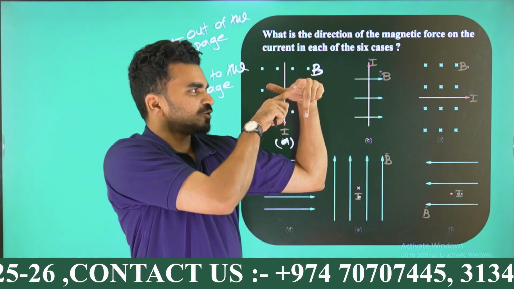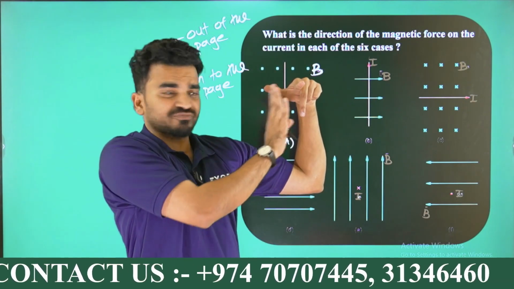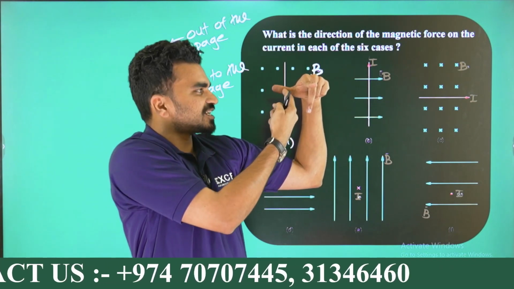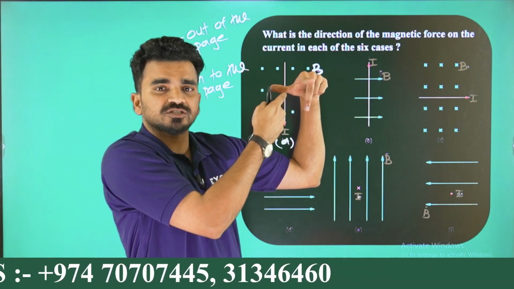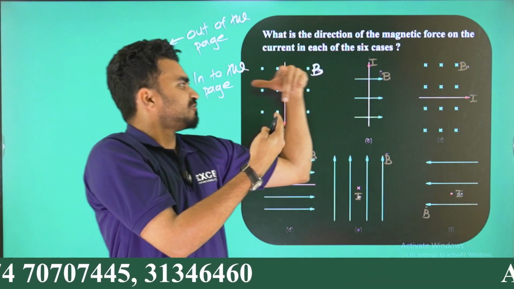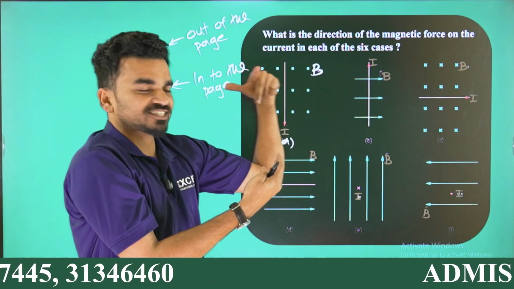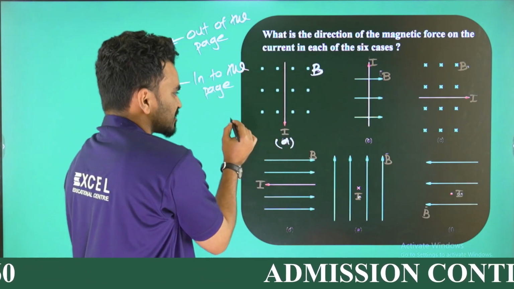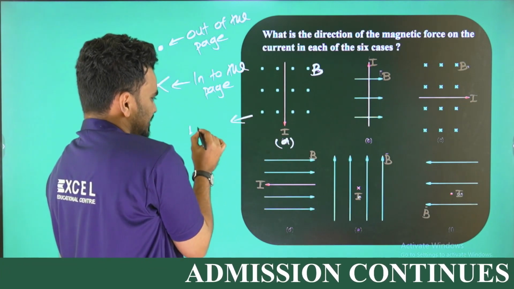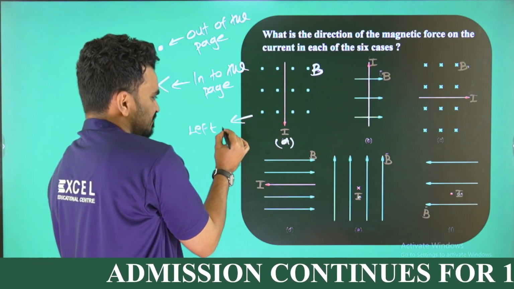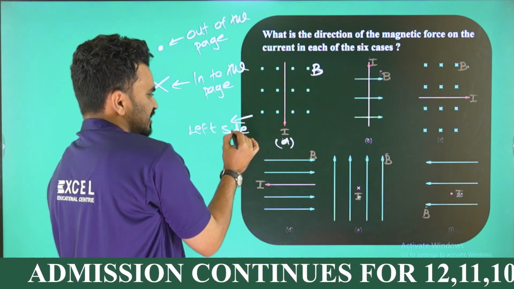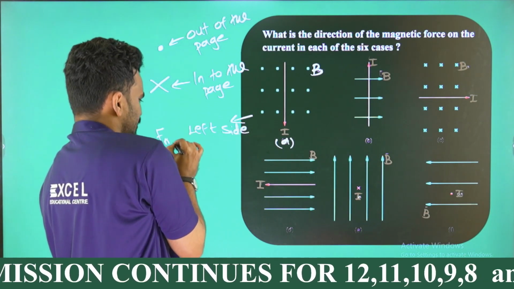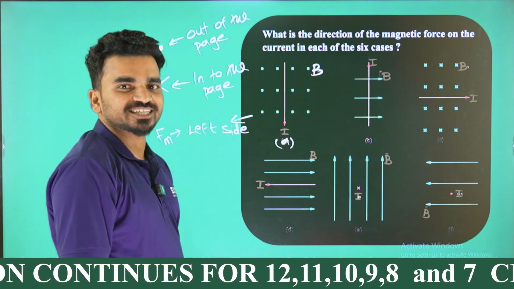Current is down, magnetic field is out of the screen. Perfect, right? Then where is my thumb pointing? The thumb gives the force. Where is the thumb pointing? Towards the left side. So for the first case, I will write the answer: the force is towards the left side. Are you okay? Magnetic force is to the left.